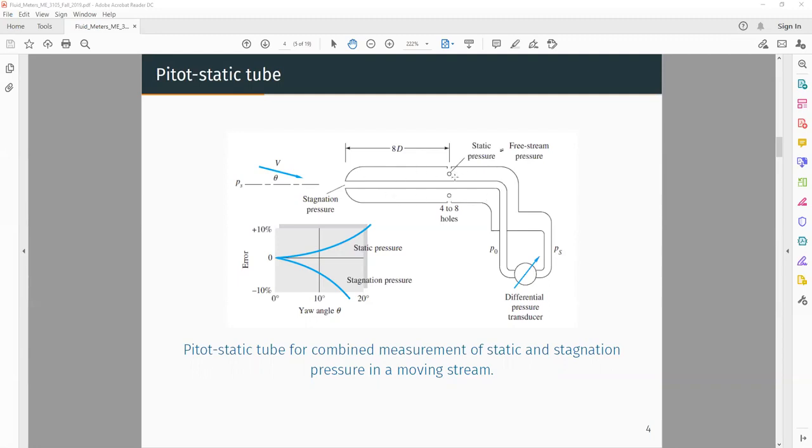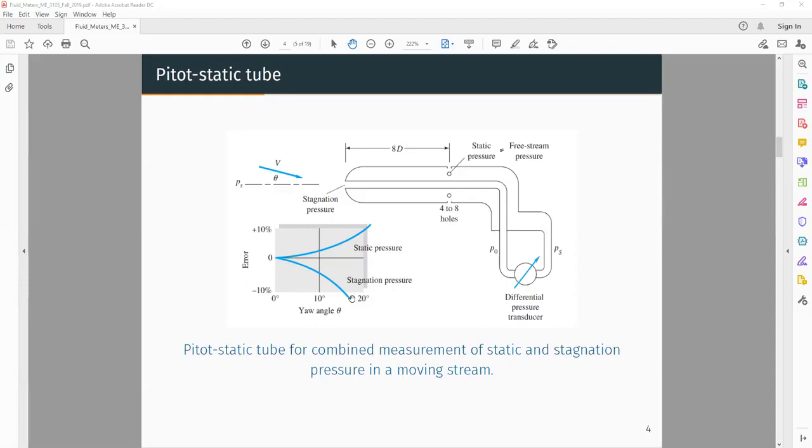And on the upper tube, we have some holes in it. So fluid will go past there, and the kinetic energy will not affect the pressure here. We will only get the static pressure reading on that outside tube. And if we merge these two pressure readings in a differential pressure transducer, we will have the difference in stagnation pressure and static pressure. That is, we will have the dynamic pressure, the pressure generated by the kinetic energy of the fluid.